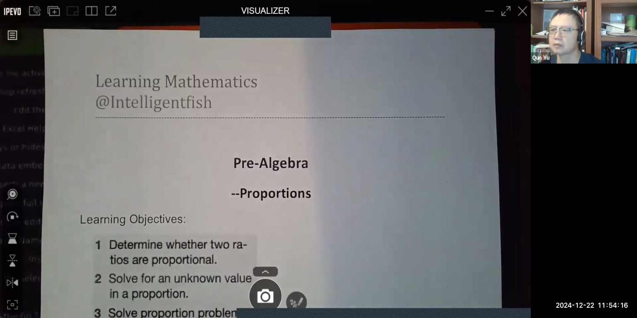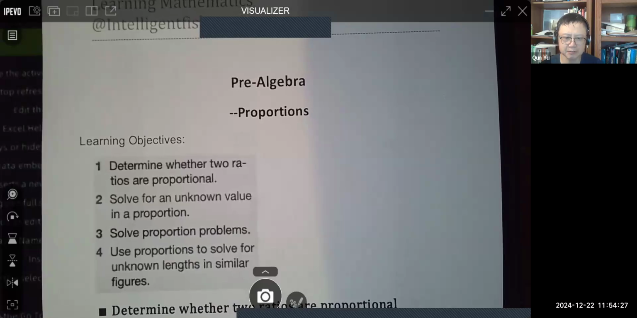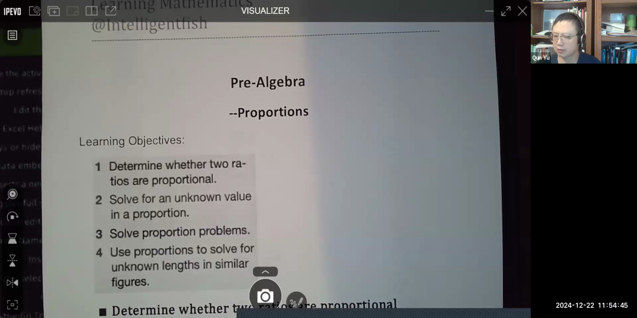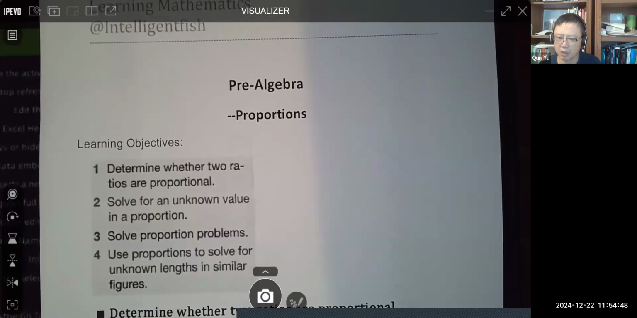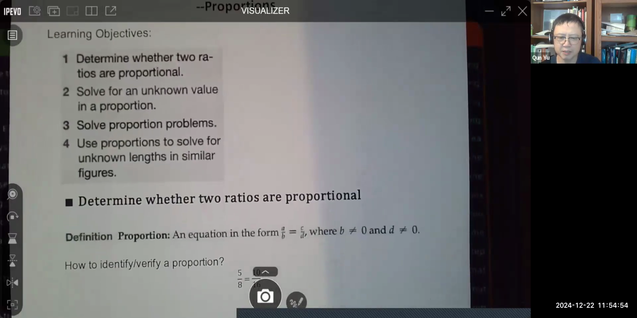Hi everyone. In this video, we are going to look at proportions. We have 4 learning objectives. Basically, we want to be able to identify a proportion or verify a proportion. Then we are going to solve for an unknown variable if we are given a proportion. And finally, we are going to solve some application problems in similar figures using proportions. So let's do this one by one.